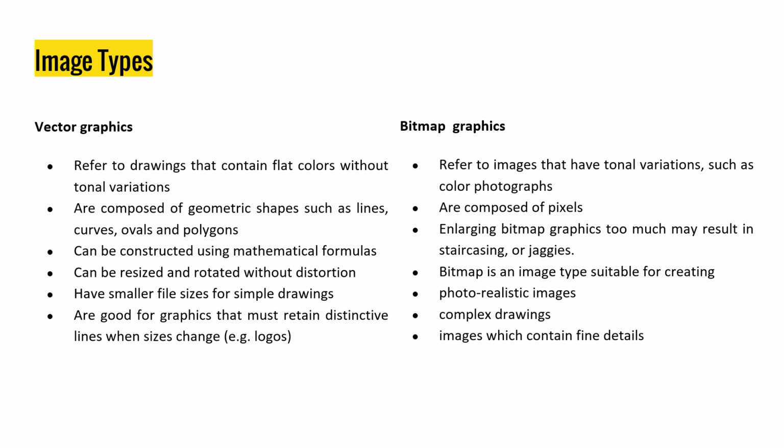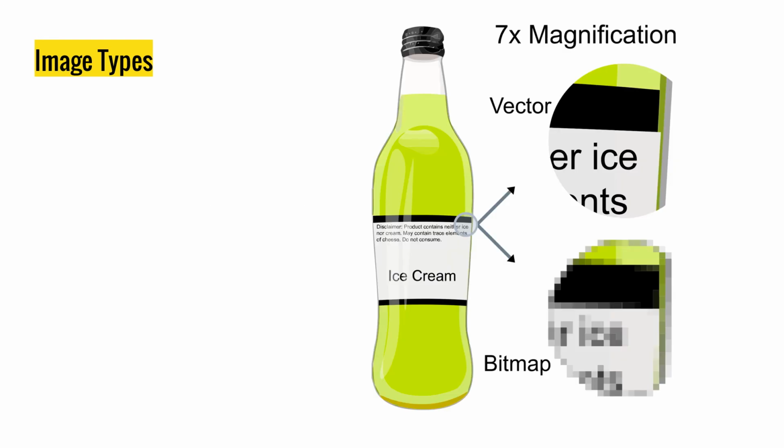Bitmap graphics, on the other hand, refer to images that have tonal variations such as color photographs, and are composed of pixels. Enlarging bitmap graphics too much may result in staircasing or jaggies. Bitmap is an image type suitable for creating photorealistic images, complex drawings, and images which contain fine details. Now this is an example between a vector and a bitmap. Because vector graphics are made out of lines and shapes, bitmap on the other hand is using pixels.